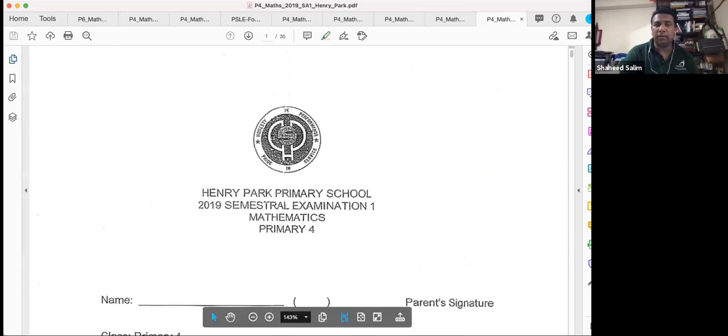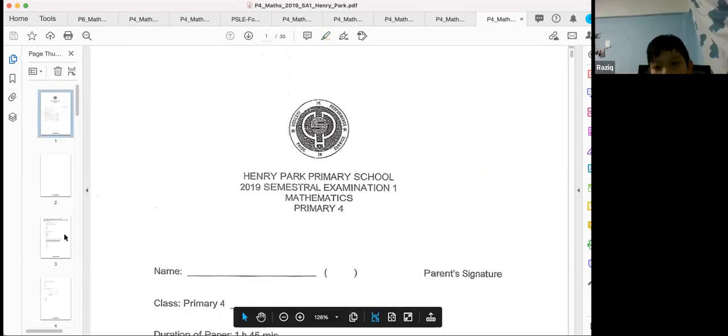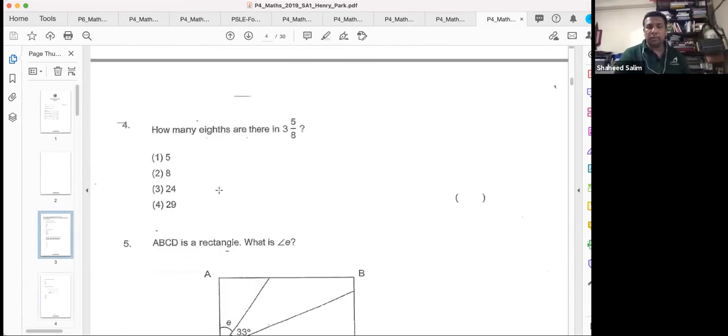Can you see the screen, Henry Park? Can you see Henry Park? Who's Henry Park? Can you see? I do not know whether you can see, because share screen.